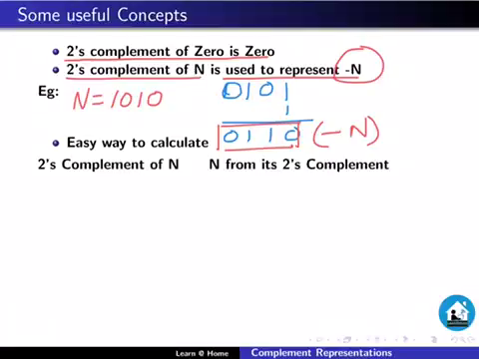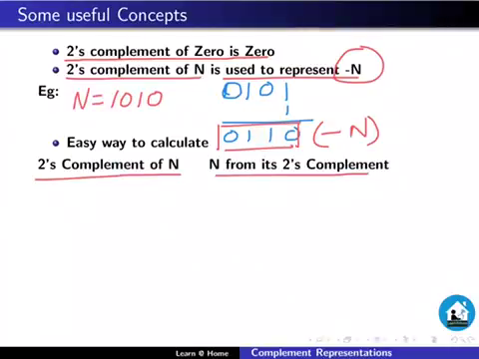Always remember that the 2's complement of n is used to represent the negative of n. So for any given number, you can find the 2's complement, and it actually represents its negative form. Now there are some tricks in finding the 2's complement of n given the number n, and also the reverse, that is n from its 2's complement. Let us look at the easier way of finding the 2's complement from a number, and the number from its 2's complement. Now let us take an example.